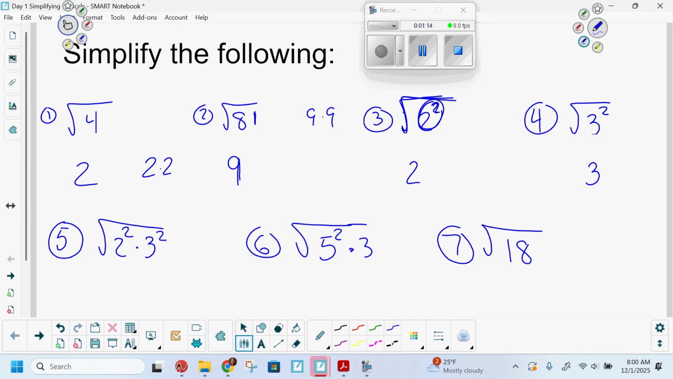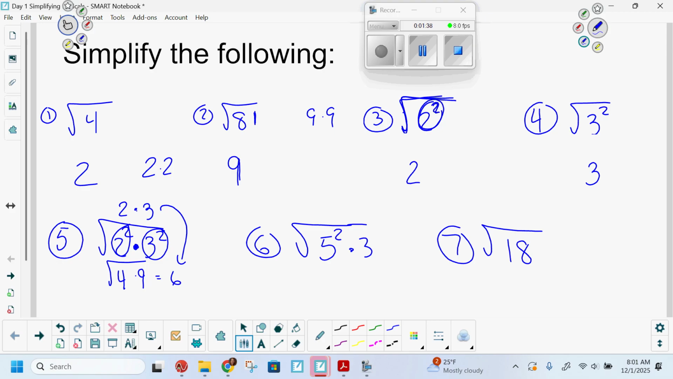So 5, I have a multiplication symbol here. So I could figure out that 4 times 9 is 36, and the square root of 36 is 6. But because it's multiplication, I can do the square root of 2 squared, which is 2, and the square root of 3 squared, which is 3. And when I multiply them together, I get 6 as well.